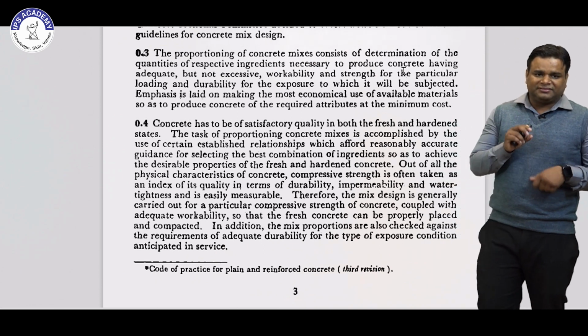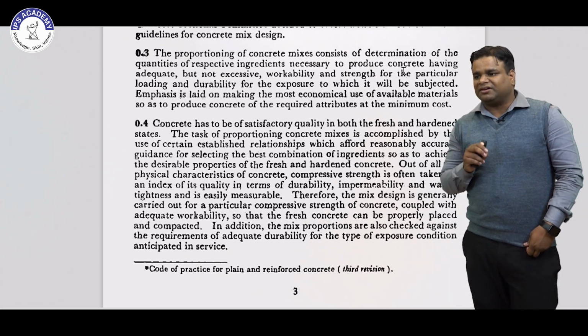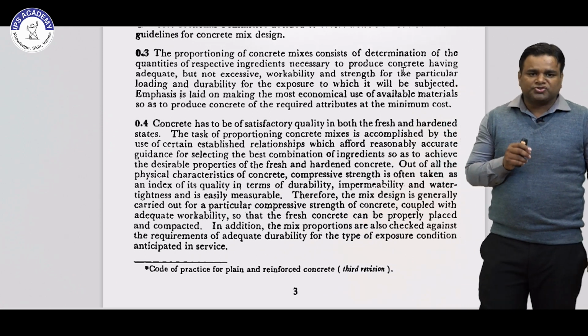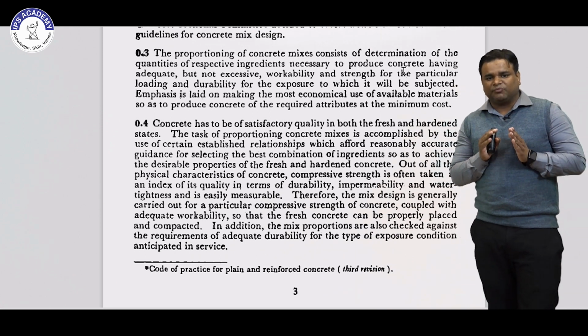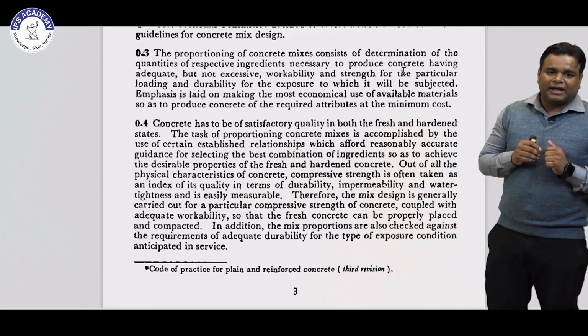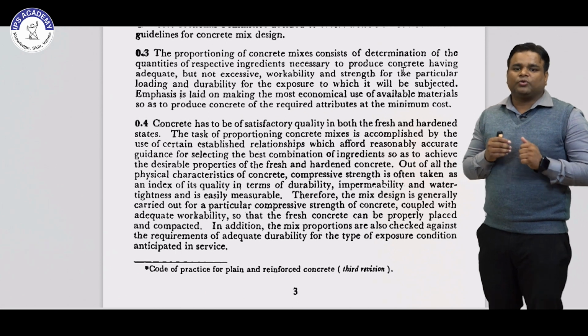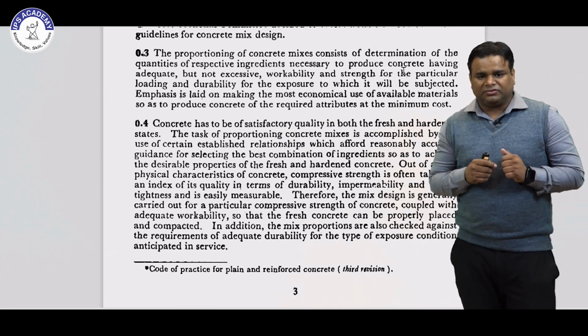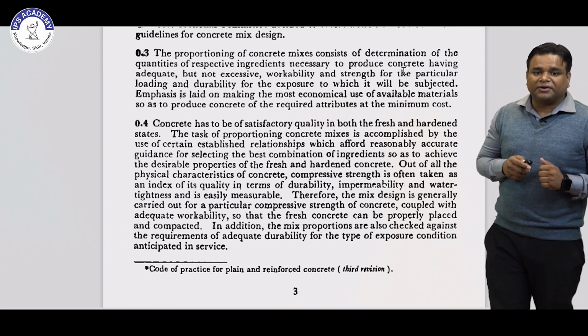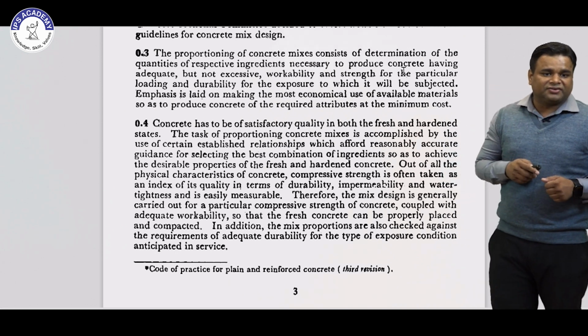So basically this definition is given in IS 10262-1982. For proportioning of concrete, we have to make the concrete at minimum cost and with economical use of available material. Second, the concrete has to be of satisfactory quality in both the fresh and hardened state.